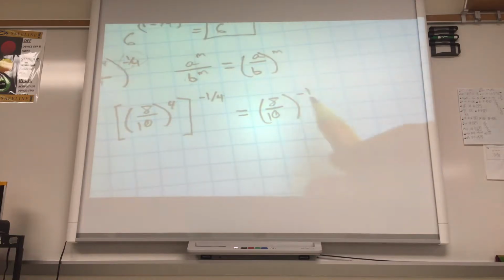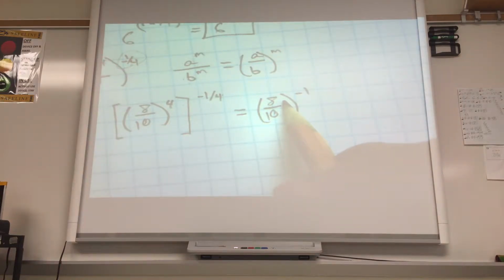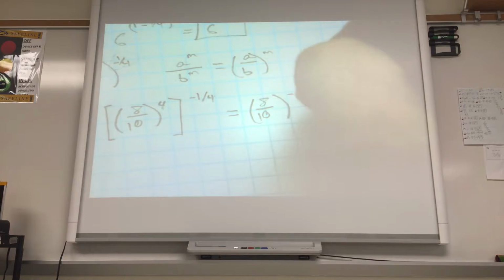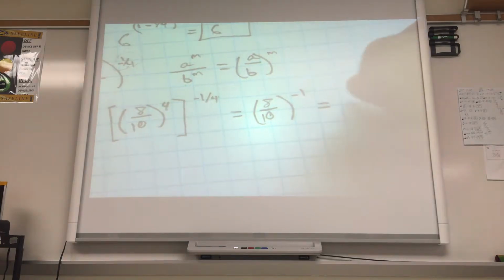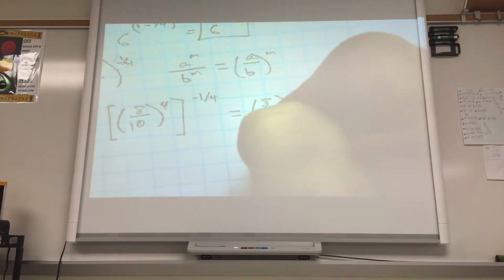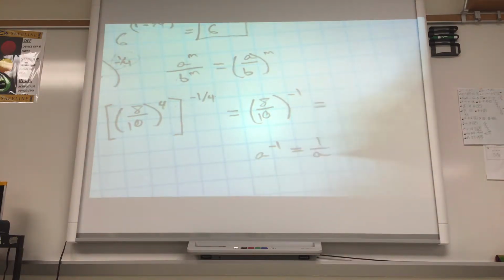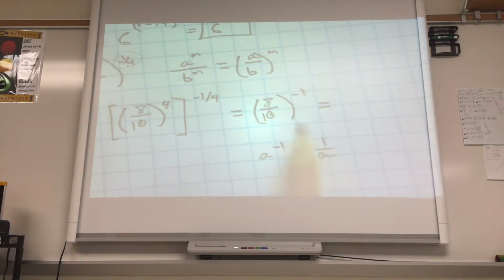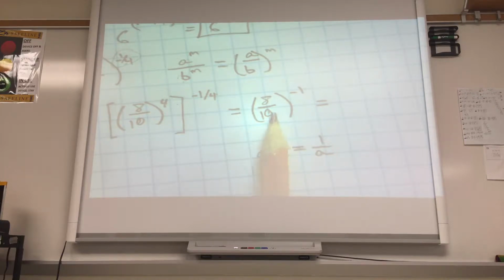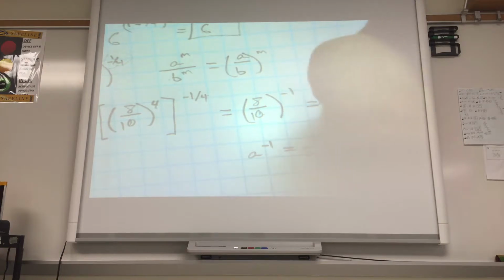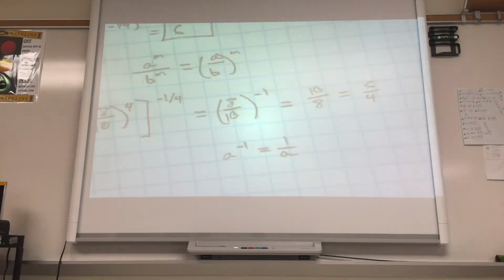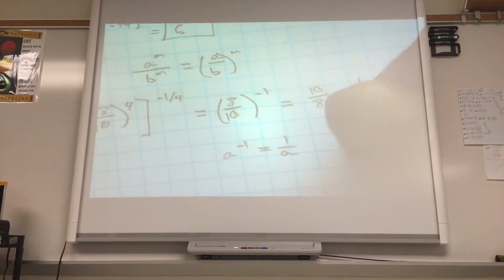Okay, now anything to the negative 1 power, the property is going to tell you that a to the negative 1 is 1 over a. Now, if you've been paying attention in class, pretty much you start catching on that anything to the negative 1 power is just a fraction flipped. So it's the same thing as 10 over 8. I'll reduce that to be 5 over 4. And that's the final answer there.